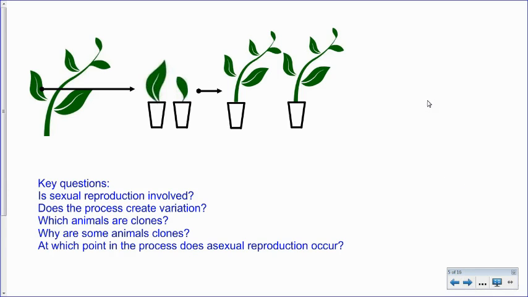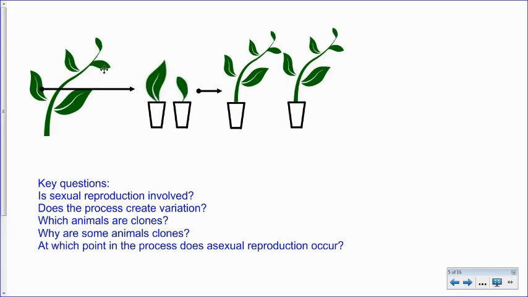So we've got, first of all, here a process you need to be able to identify. This is taking cuttings, and it's something that you can only do in plants. And so you need to ask yourself, is sexual reproduction here? No, this is just asexual reproduction. So which animals are clones? Well, they're plants anyway, but these 2 plants are clones of each other. They're also clones of the parent plant.